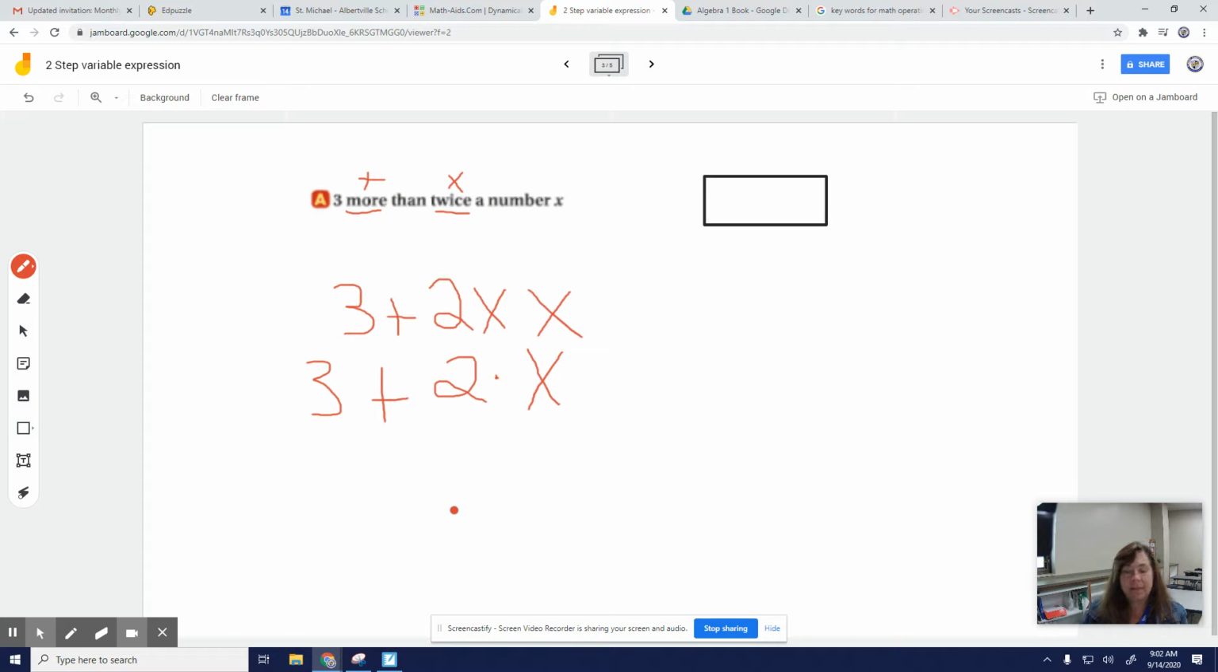But again, why do more work than you have to? In math, a lot of times you'll see a number and a variable right next to each other. Whenever you see this, you know that 2 is being multiplied times x. We don't even have to write the x, we don't have to write the dot. We just know in math, because we don't want to write any extra, that a number next to a variable means we are multiplying. So when we write it out, we have 3 plus 2x.